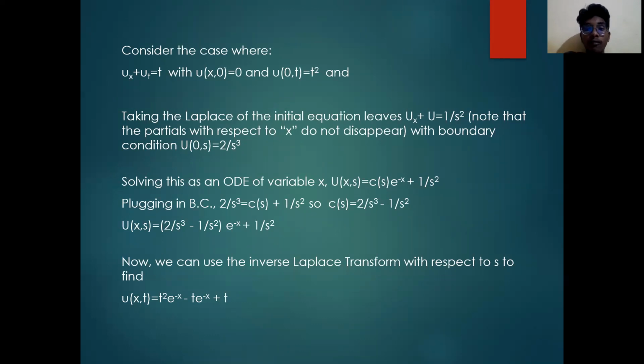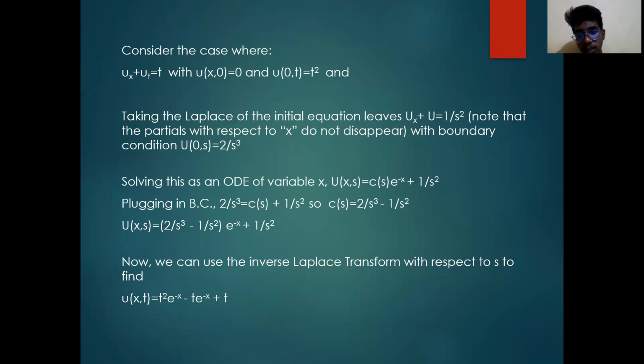Solving this ODE in the variable x, u(x,s) equals c(s) times e to the power minus x plus 1 by s squared. Plugging in the boundary condition, we can say 2 by s cubed is equal to c(s) plus 1 by s squared, so that c(s) equals 2 by s cubed minus 1 by s squared. So u(x,s) is equal to 2 by s cubed minus 1 by s squared times e to the power minus x, plus 1 by s squared.